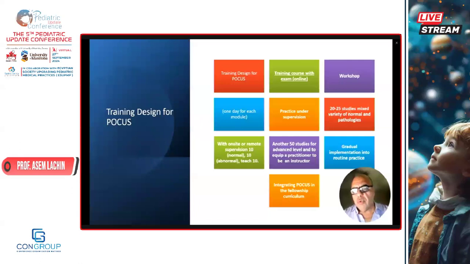Then followed by 20 to 25 studies, a mixed variety of normal and pathological. Then with on-site or remote supervision, 10 normal and mostly 10 abnormal. And if you need special instructor certificates, you need around 50 studies of the advanced level of the modules. So this is a validated group of training design for point of care ultrasound.